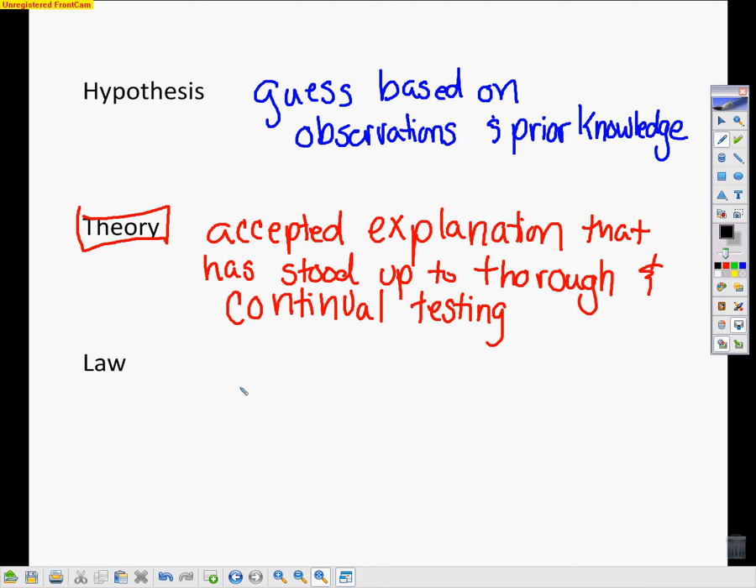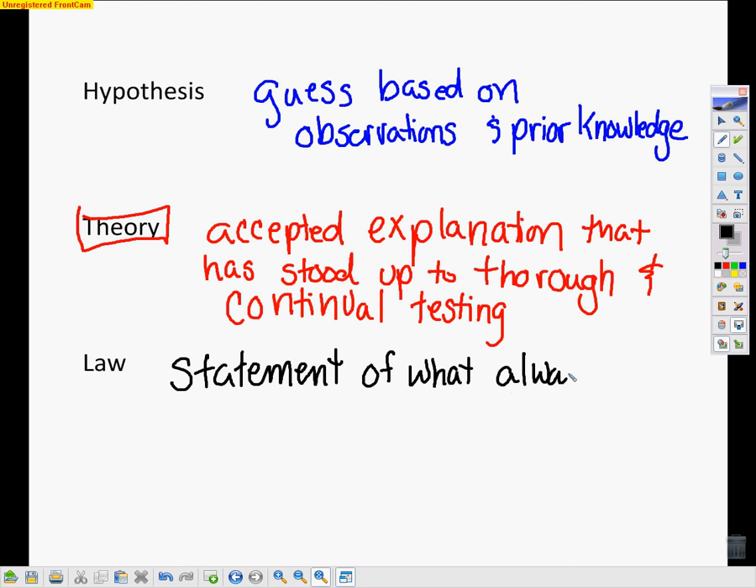The last definition I want to get down today, a law. This is a statement of what always happens or always occurs under certain conditions.